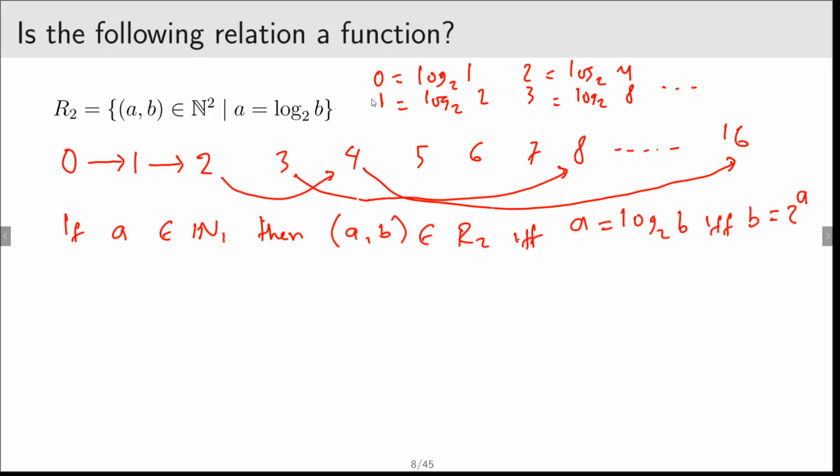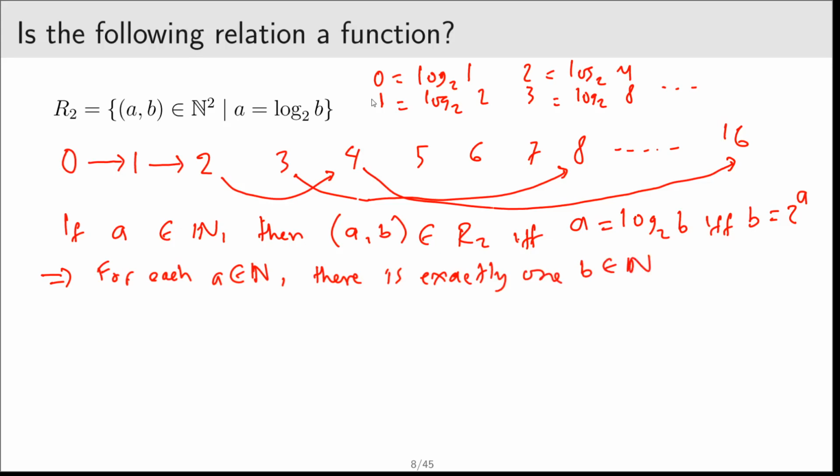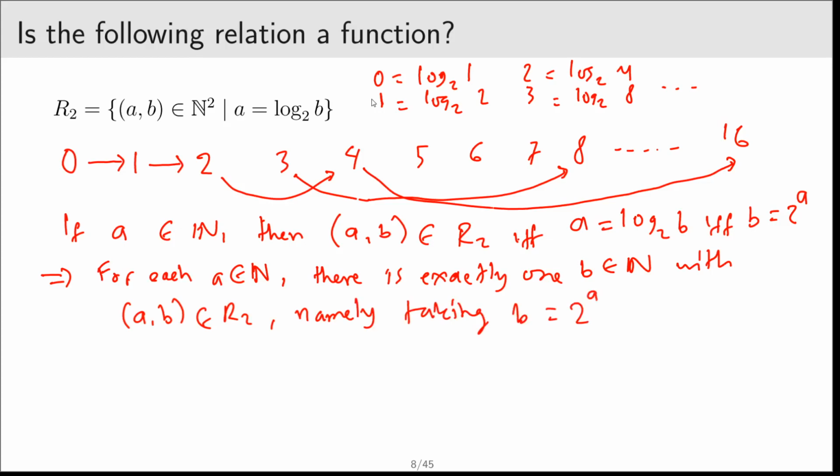Now that means, for each natural number a, there is exactly one natural number b with (a, b) in R2, namely taking b equals 2 to the power of a. So therefore R2 is a function.